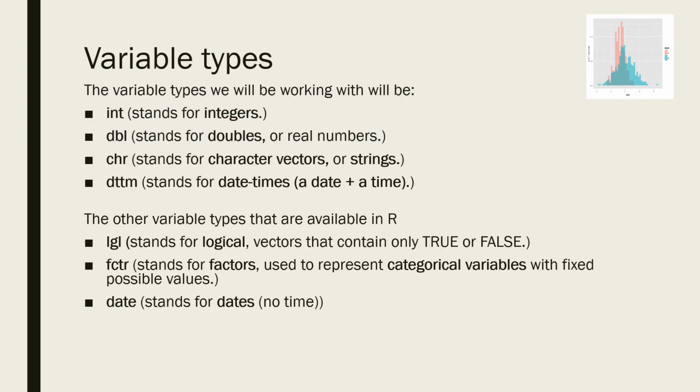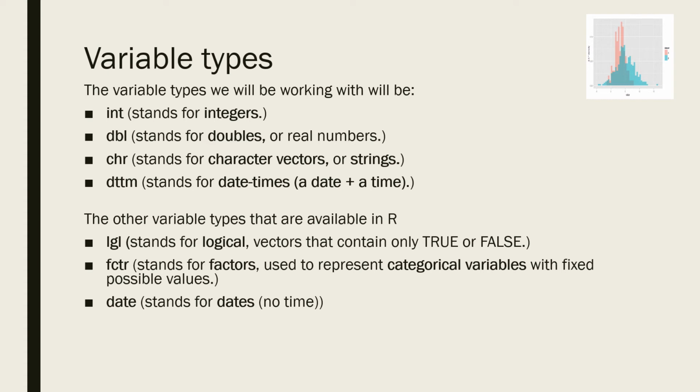The variable types that we're going to be working with are the integer variable type, which contains both positive and negative whole numbers, the double variable type, which contains the real numbers, which are any numbers with a decimal attached to them, both positive and negative, the character variable type, and the date-time variable type, which is a variable which has both the date together with a specific time.